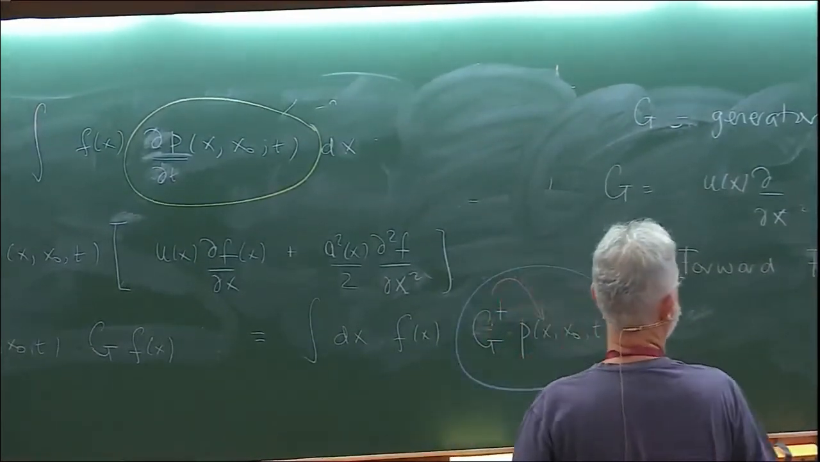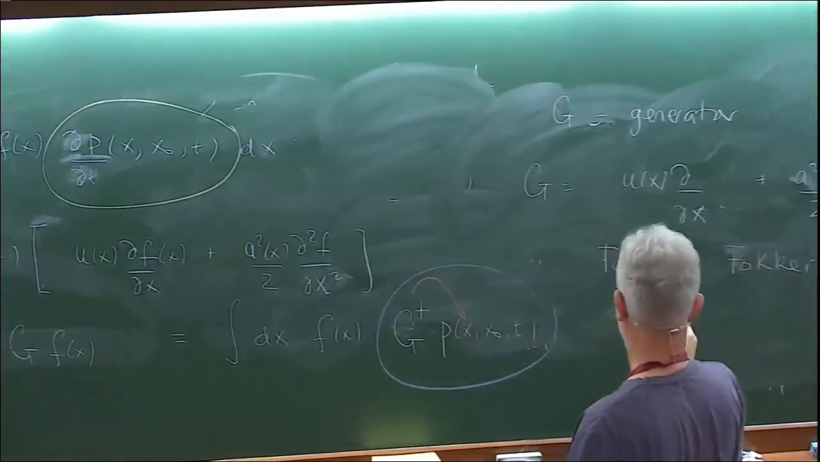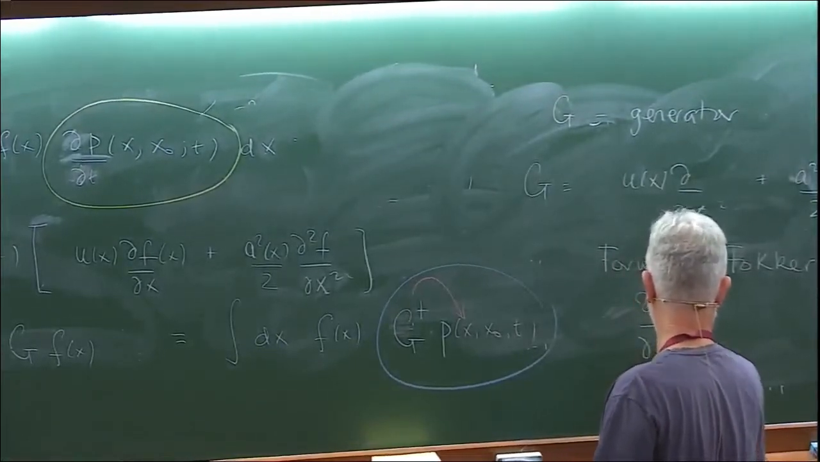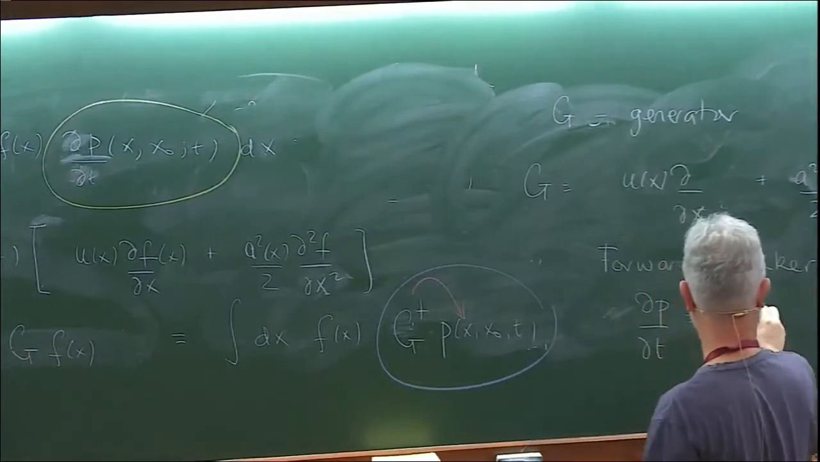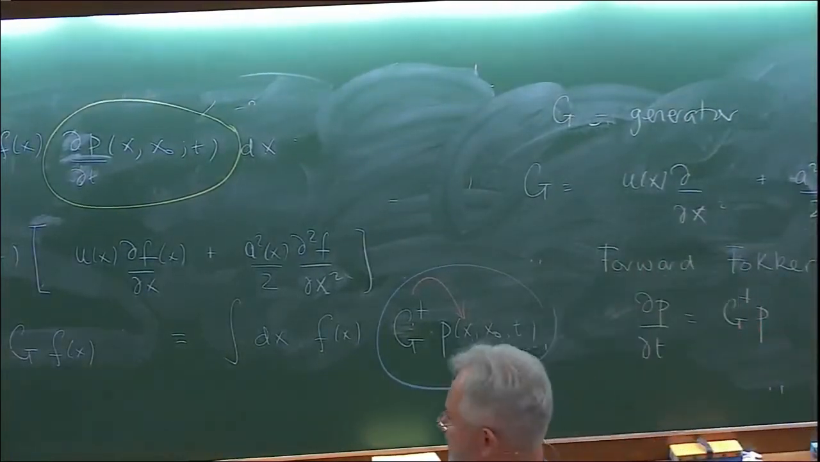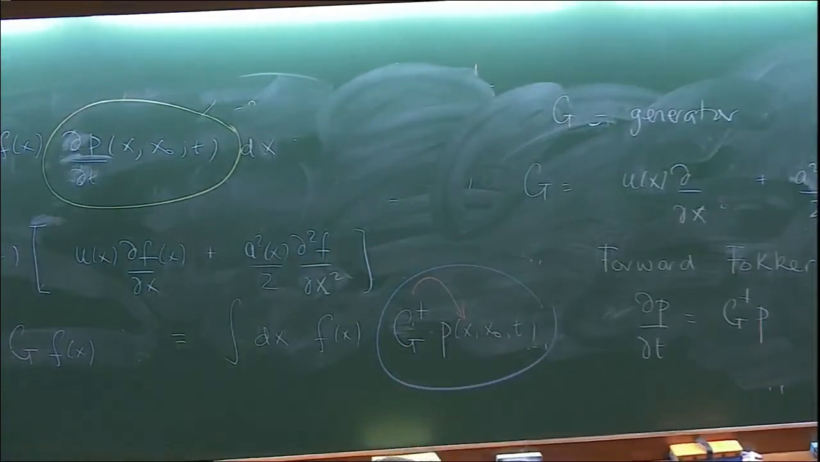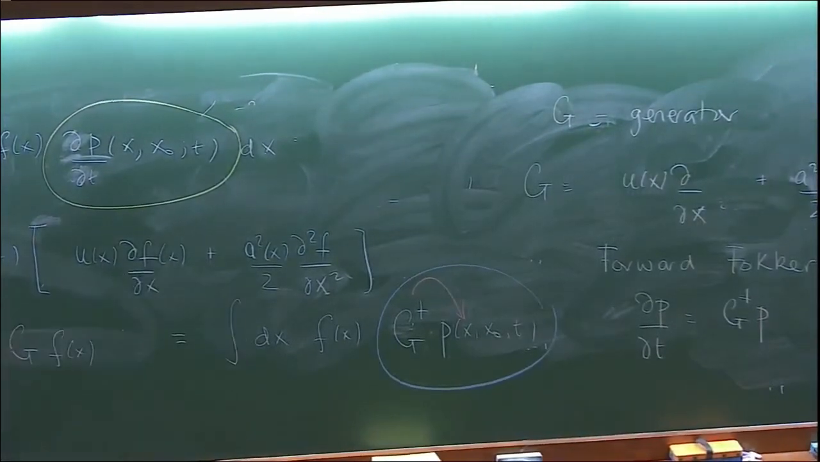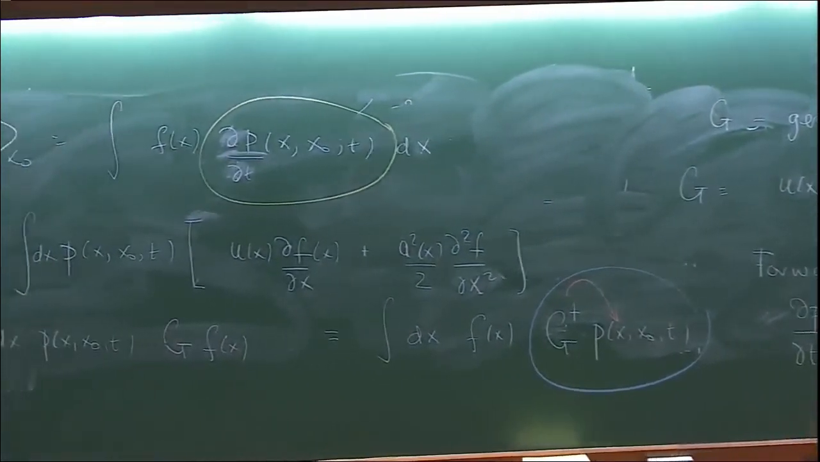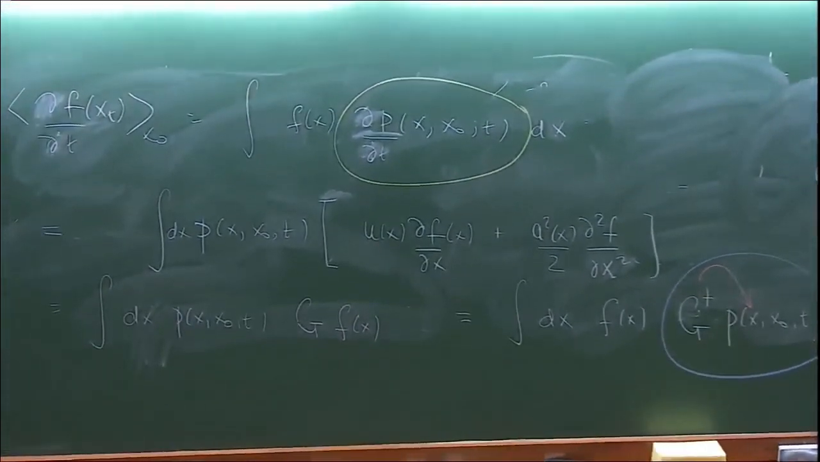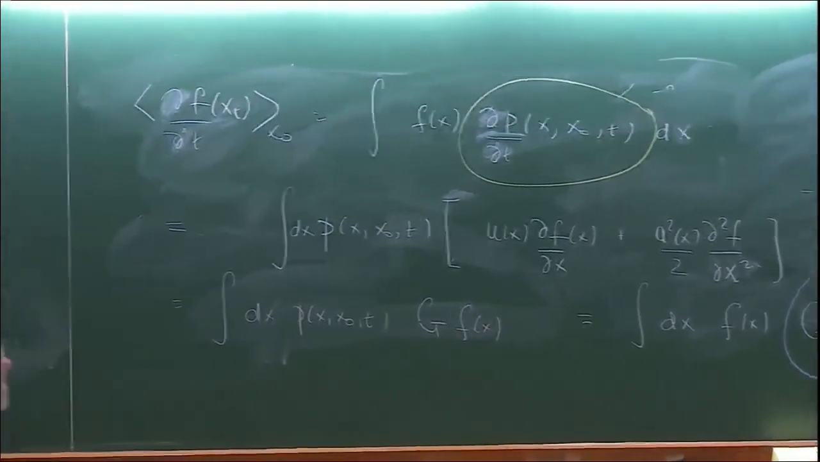The Fokker-Planck equation is telling you that dp by dt is equal to g dagger p. Okay? So this equation here, if I take the derivative with respect to t, you see, this guy, the f, doesn't depend on t, so the t is here and he gets differentiated, right?